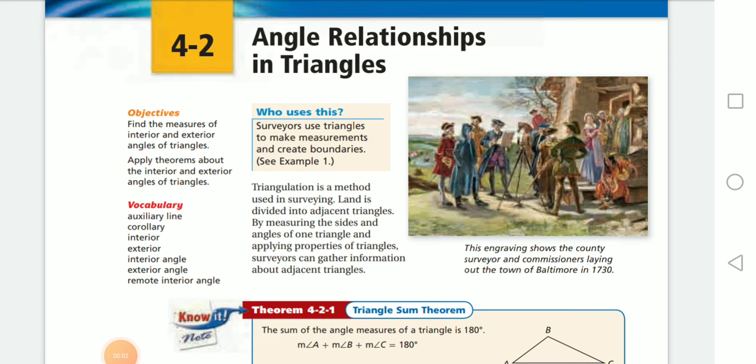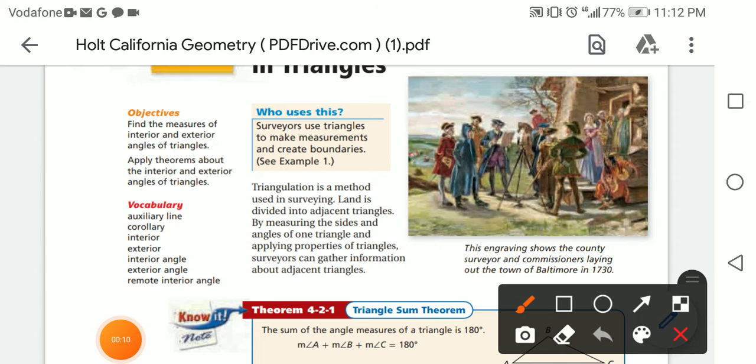I hope you're fine. Angle relationships in triangles, lesson 2 on chapter 4. By the end of the lesson, you'll be able to find the measure of interior and exterior angles of triangles, apply theorems about the interior and exterior angles of triangles.